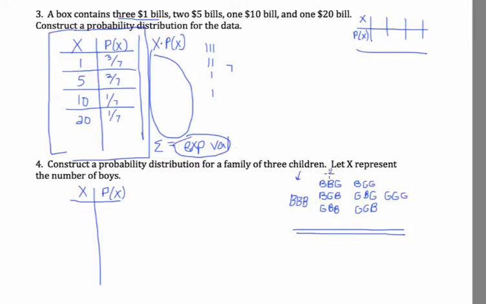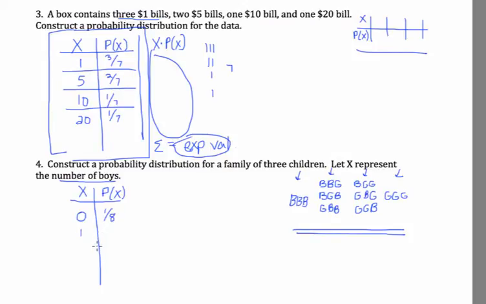Here's all the ways that you could have 2 boys. Here's all the ways you could have 1 boy. Here's all the ways you could have 0 boys. So x is the number of boys you have. So if x is 0, 0 boys, how often does that happen? What's the probability? There's 8 choices here altogether, so my sample space size is 8. And 1 out of the 8 choices has 0 boys. So the probability of getting 0 boys is 1/8.